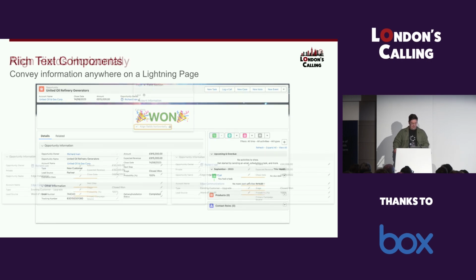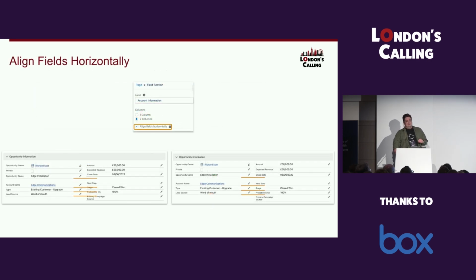Just another example. One of my favorite things when you're using dynamic forms, and this really helps with my own OCD, is something called align fields horizontally. Now, what this does, you have to have your record details section converted to use dynamic forms. Then you're going to drag the field section onto your Lightning page, and you're going to see that little tick box. If you tick that tick box, it's going to align the heights of your fields in both columns. Essentially, as you can see, on one side it's not, but the other side is enabled.